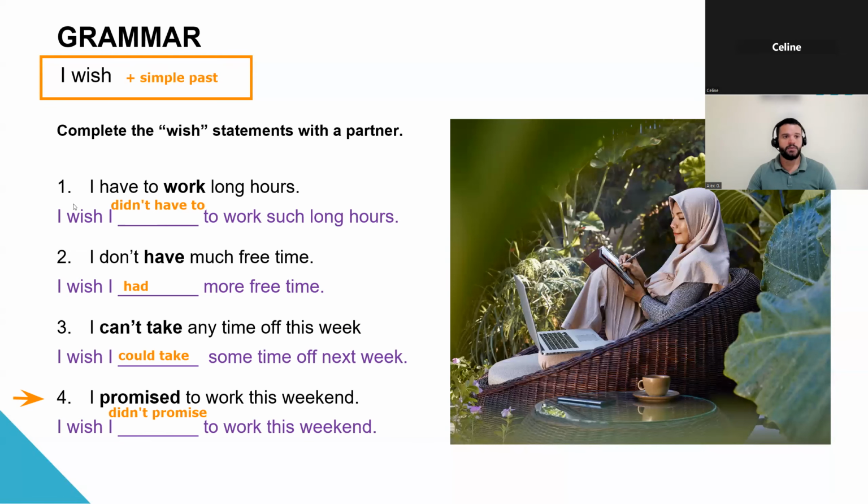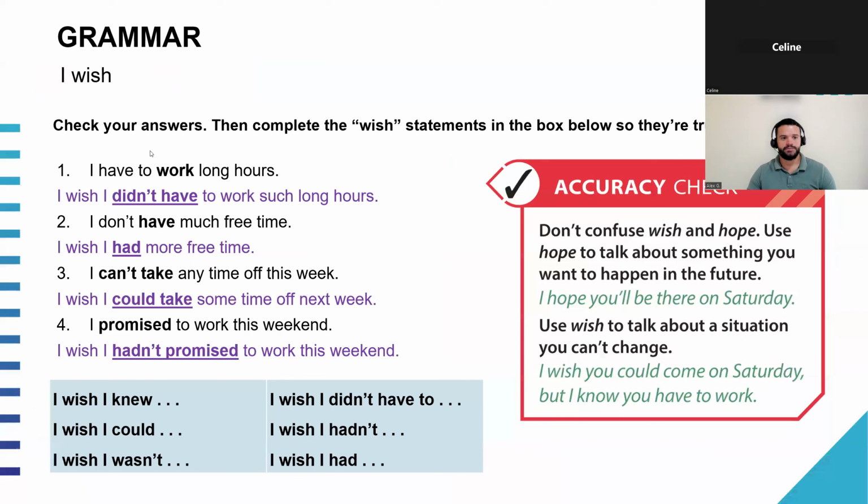Alrighty, let's move right along. We'll try to cover the last few points. Next, we have the structure. The structure is going to be the same, Celine. So here you can see that we're going to use the past. I wish I didn't have to. I wish I had. I wish I could. I wish I hadn't.